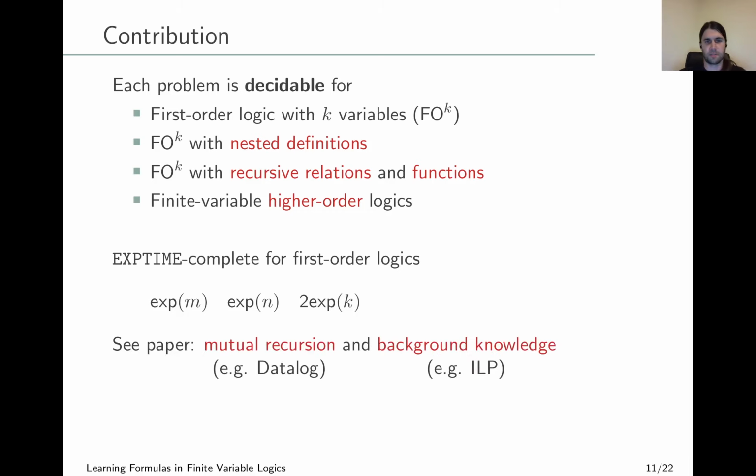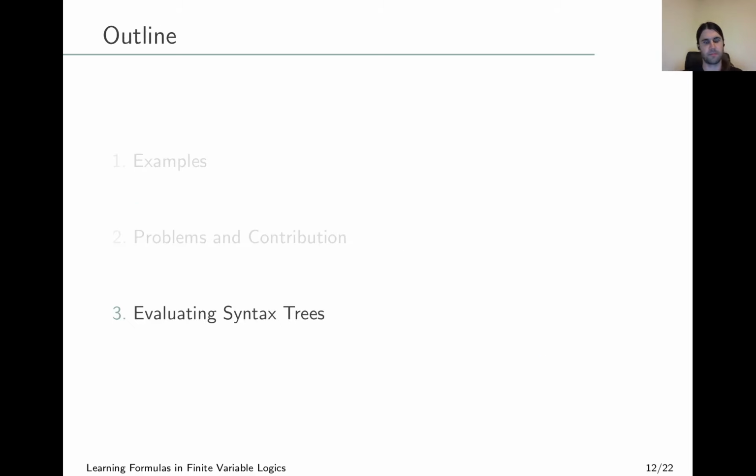And we can also handle languages with mutual recursion and some kinds of background knowledge using the grammar. So this lets us synthesize, for example, data log programs from examples and handle some problems from inductive logic programming. And like all the decision procedures I'm going to talk about here, they're sort of uniform in the sense that they use the same main building block. They involve tree automata. So now I'm going to focus on what that building block is.